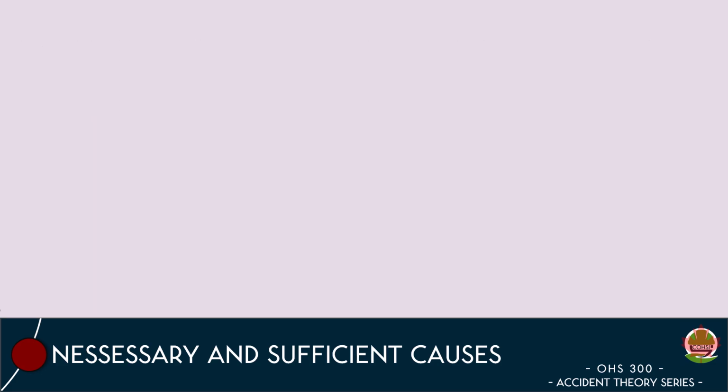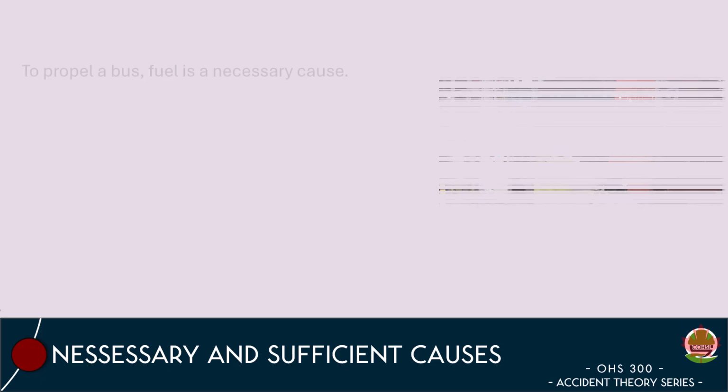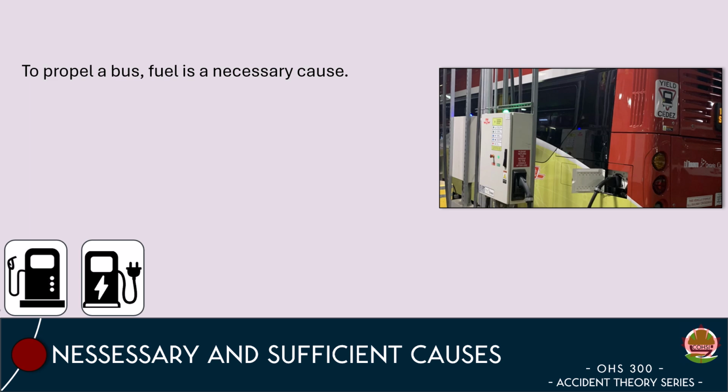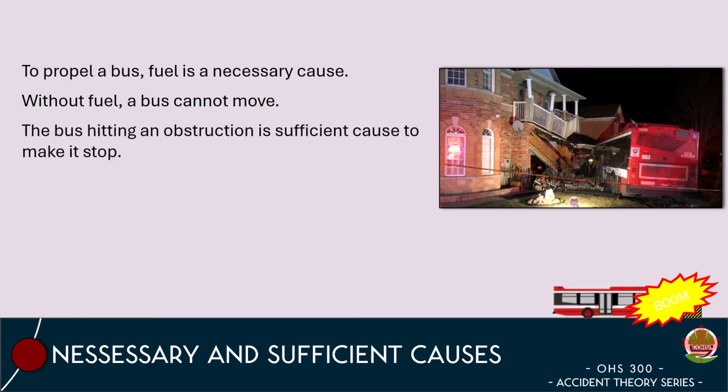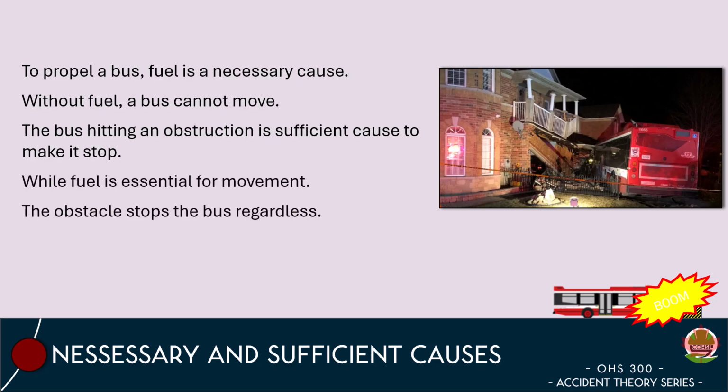A practical example of the difference between necessary and sufficient causes can be seen in the operation of a city bus. Fuel, whether gasoline, diesel, or electricity, is necessary for the bus to move forward. Without it, the bus cannot operate. However, an obstruction, such as the bus colliding with a building, would be a sufficient cause to stop it. While fuel is essential for propulsion, the presence of an obstacle can halt movement regardless of the fuel level.